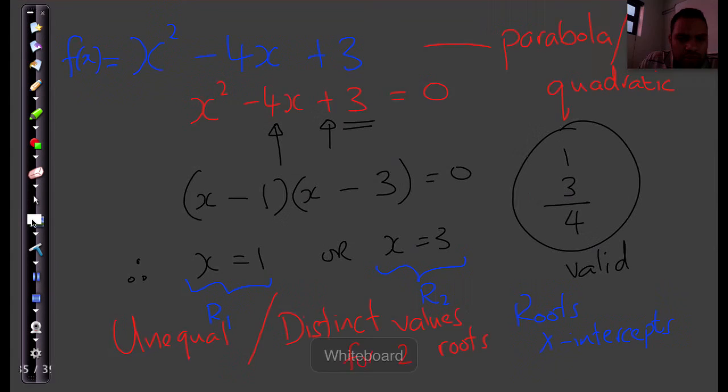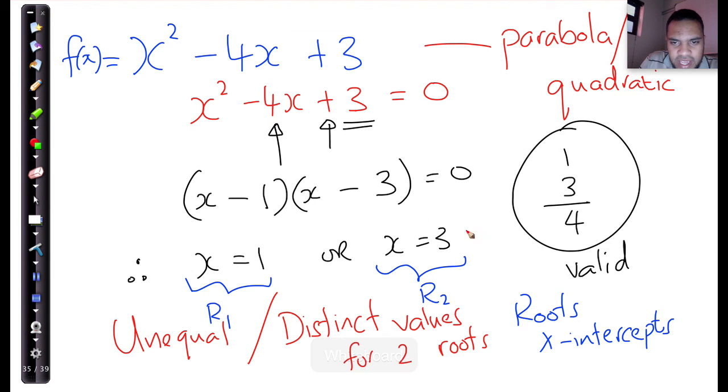Now let's look at what we found over here. Positive 3 and positive 1. And therefore we can say we actually found the roots, and we saw that the roots are different, or the x-intercepts are different, and therefore they were unequal and they had distinct values for the two roots.